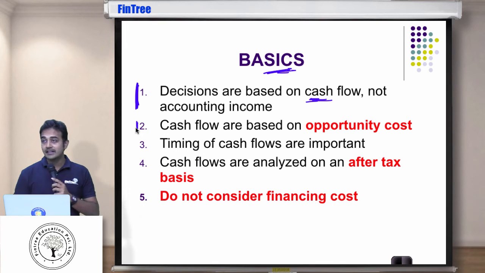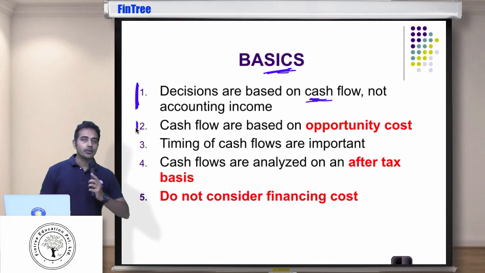Cost of next best alternative. Okay, so think of it this way: you already have a piece of land on which you would like to set up a factory. So you're doing a capital budgeting decision. Now technically you don't have to buy that piece of land, isn't it? Because you already have it. But if that is the case, should that be considered as a part of initial cash outflow?